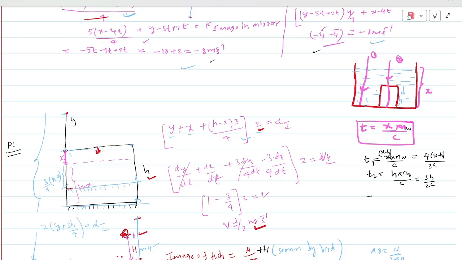So now the total time taken by the second ray is equal to 4x by 3c minus 4h by 3c plus 3h by 2c. Take the LCM, since the difference is asked. So here 4x by 3c and 4x by 3c get cancelled in the difference. Now the LCM gives minus 8h plus 9h by 6c, so that is equal to h by 6c.